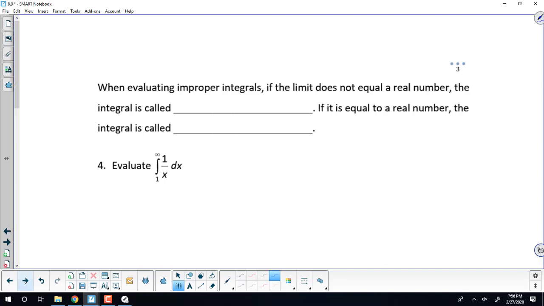Okay, so when evaluating improper integrals, if the limit does not equal a real, finite number, then we're going to call the integral divergent. If it does equal a real number, a finite number, we're going to call it convergent. This terminology will follow us into the next unit when we talk about sequences and series, and it's super important. Convergence is what allows us to rewrite a function as an infinite polynomial.